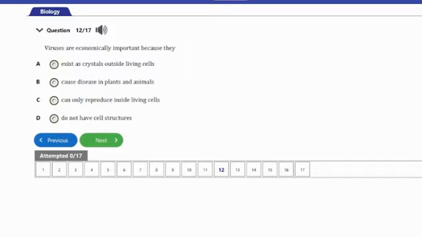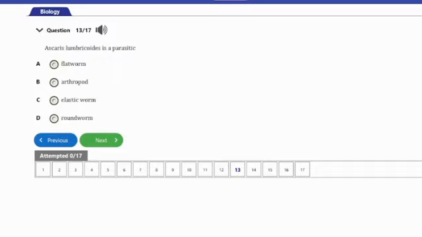So let's go ahead and consider the next question, guys. That's question number 13 here. It says, Ascaris lumbricoides is a parasitic A, flatworm, B, arthropod, C, elastic worm, D, roundworm. So guys, Ascaris lumbricoides is a parasitic roundworm, and that's option D here. So let's go ahead and consider the next question, guys.